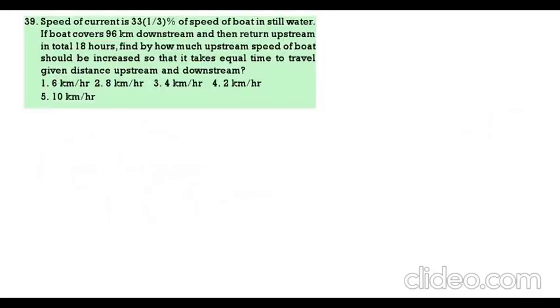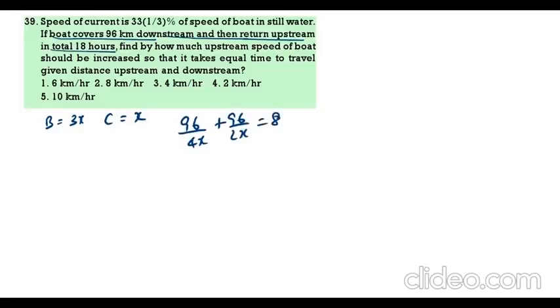Next, the speed of the current is 33 1 by 3 percent of the speed of the boat. So boat speed I am taking 3x, current speed x. It covers 96 downstream, then returns upstream in total 18 hours. So downstream means 4x and upstream means 2x. Upstream means difference. Total it is taking 18 hours.